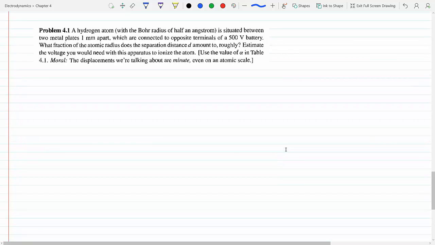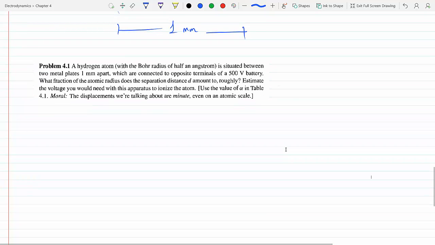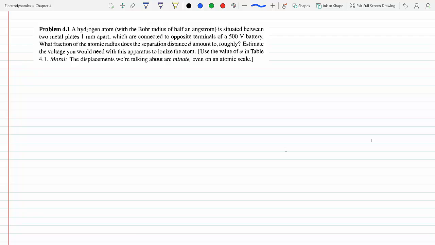A hydrogen atom with the Bohr radius of half an angstrom is situated between two metal plates 1 millimeter apart, which are connected to opposite terminals of a 500 volt battery. So that's the potential, the voltage between the two plates of the capacitor. What fraction of the atomic radius does the separation distance amount to roughly?